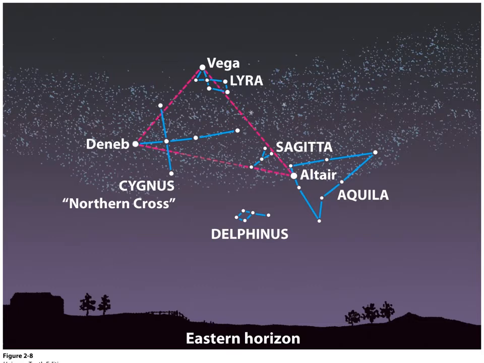Now, it turns out there's another asterism inside this same group. Cygnus is a swan, and there's a couple more stars in Cygnus that are like over there somewhere. So there's a star up here and a star down here.